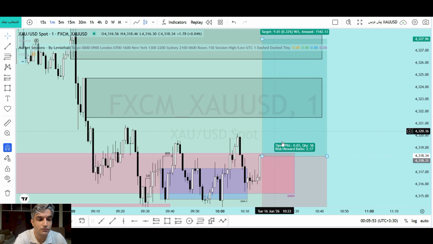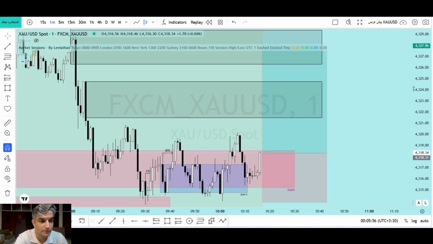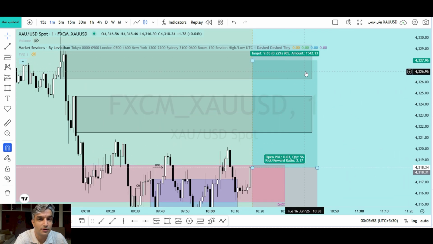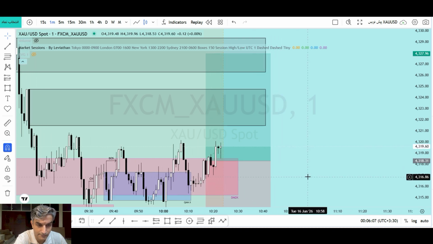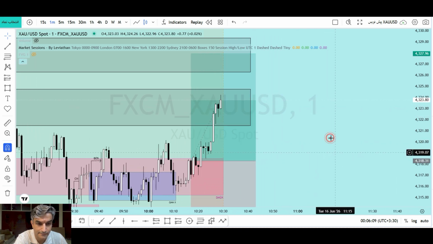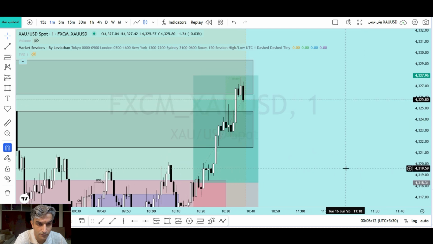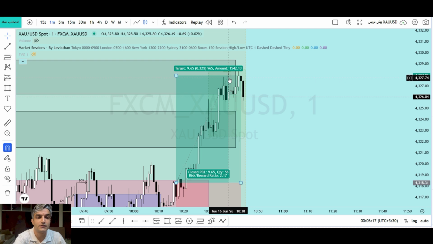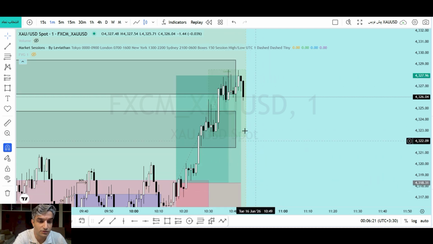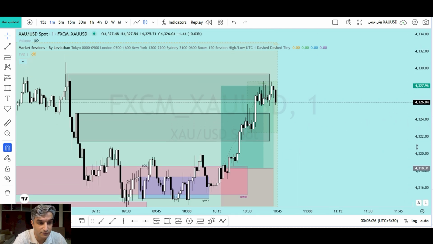And you can continue to trade, and when you see a QMR you can close your trade. Okay, as you see, our target has been touched and we can close our trade. But let's see what will happen in the future.